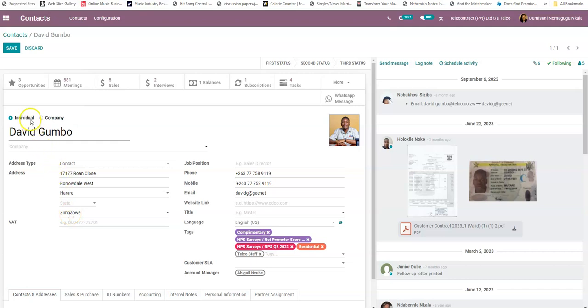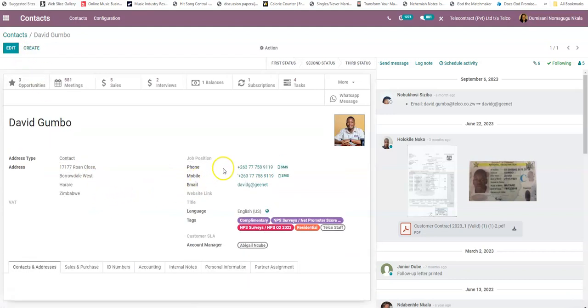If this is an individual that we're dealing with, we don't need their VAT number. But if we're dealing with a company, we must have the VAT number of the company. The other bits of information that are very, very important is if we know the job position, if this is for a company and we know the job position of this particular contact, we must put it there. If we know the phone number, we must have a phone number and a mobile number and an email address. If it's a company, we must have the website.